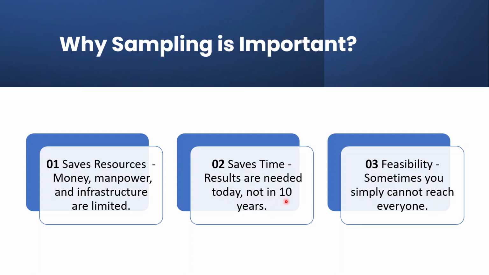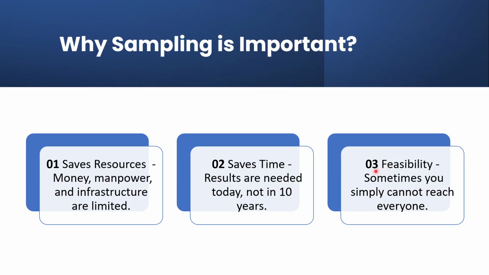So if at all you wanted the result in 10 years, right, in 10 years time, then okay, you can study each and every person. But you don't have that much time available. You want the results immediately, very soon. So you cannot study the entire population.